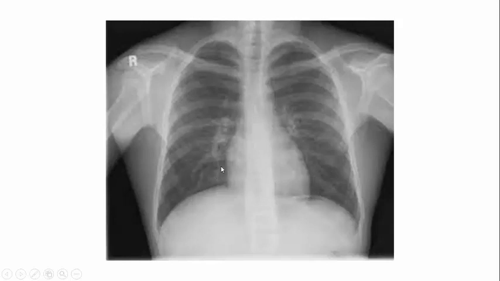In normal cases, right hemidiaphragm is at a slightly higher level and left is at a lower level, and this difference could be 3 centimeters or 2 intercostal spaces. The reason why the left hemidiaphragm is at a lower level is the weight of the heart actually pushing the hemidiaphragm downwards on the left side.